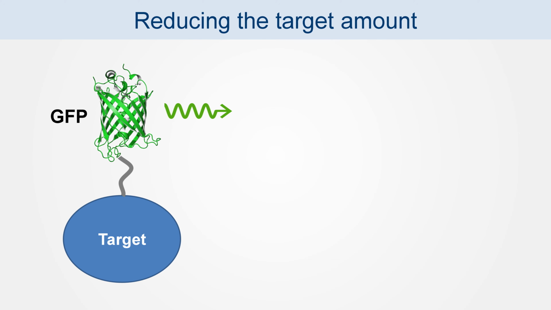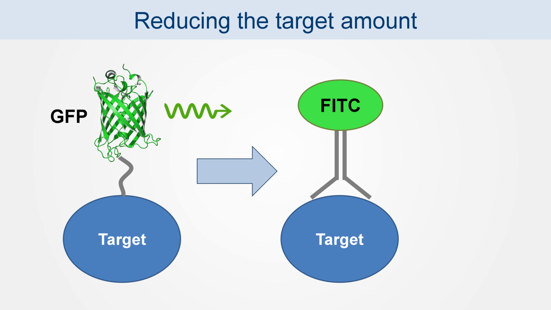We can reduce the amount of protein by using a brighter fluorophore. In this case, we tagged the target with an FITC labeled antibody. FITC has a much higher emission intensity than GFP. This means we can reduce the amount of target, sometimes by 100-fold or more.